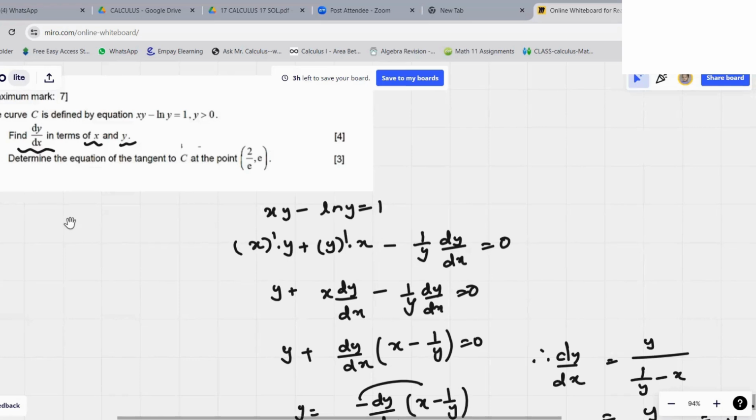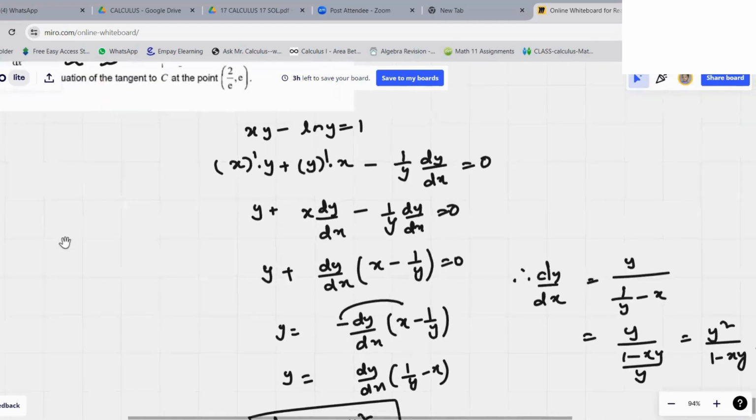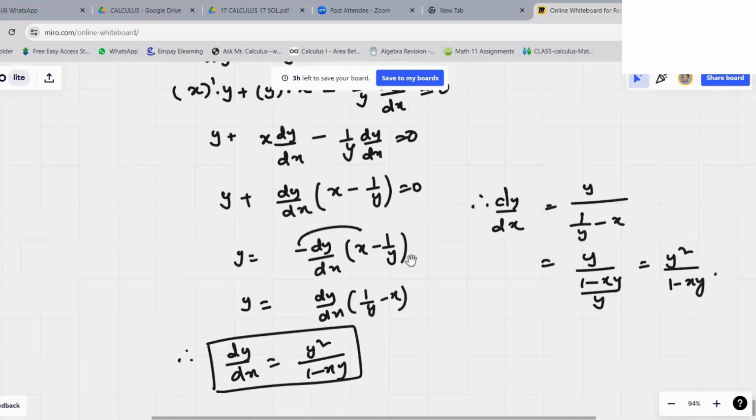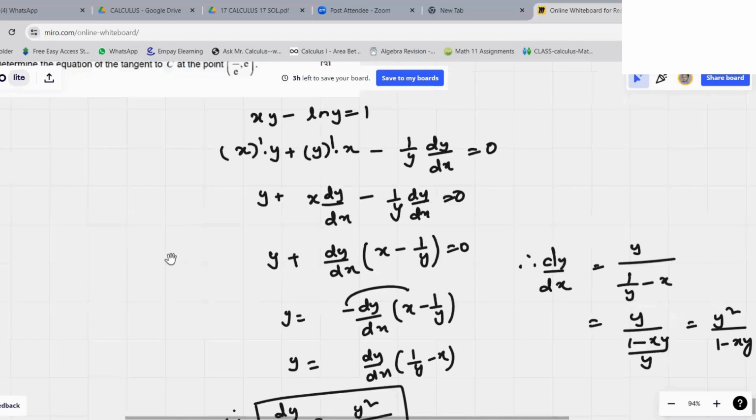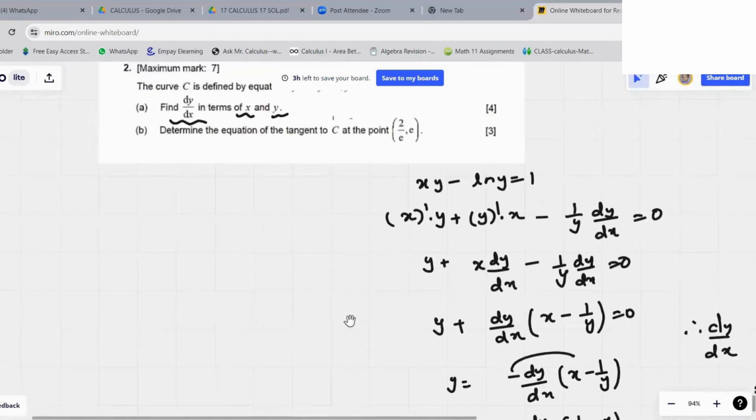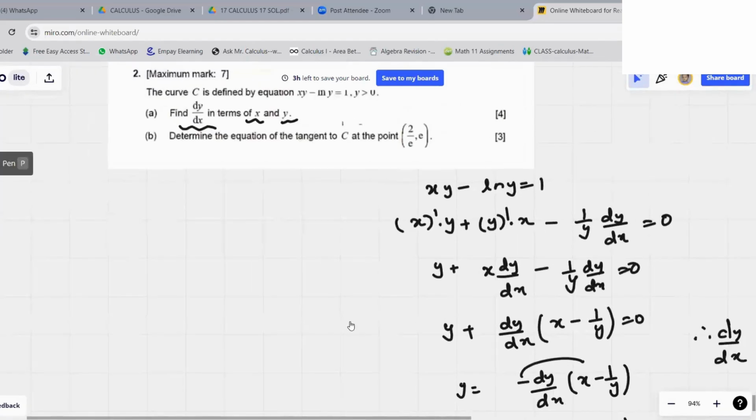Yes, that means to find the equation of any tangent, first of all, you have to find the slope. Slope is nothing but dy by dx. Already we calculated dy by dx. Another thing is you should know the point. What is that point? (2 by e, e). First of all, what is your dy by dx? dy by dx is equal to what you got: y square by (1 minus xy), right?